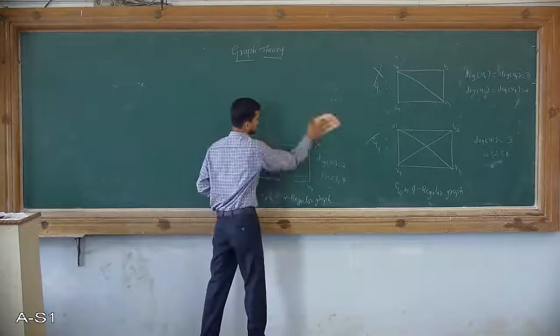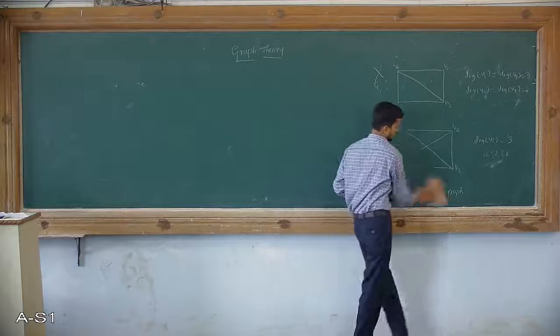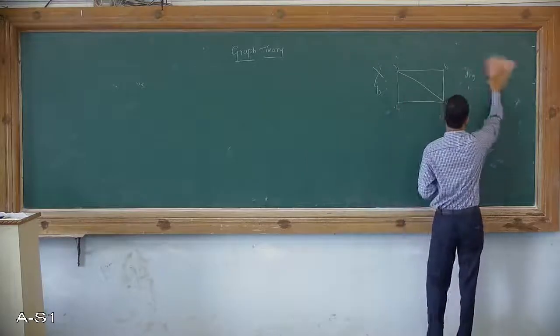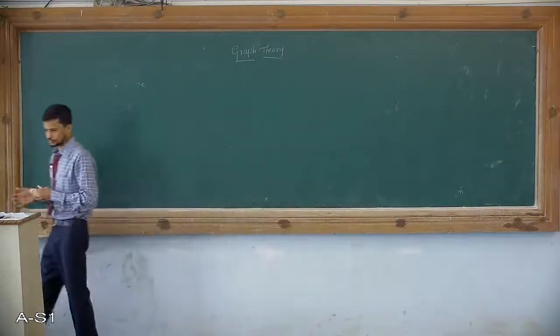Here isomorphism means a function f from A to B is a 1-to-1 correspondence. Then that function is said to be an isomorphism.